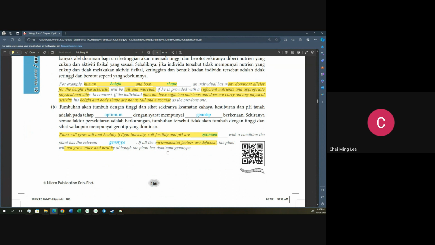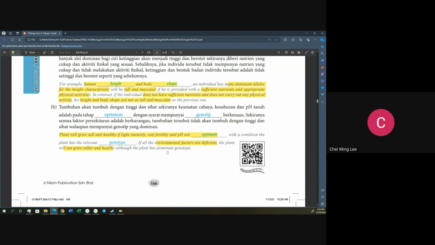So it means that this does not only depend on the genetics itself. For those continuous variations especially, they also depend on environmental factors like the nutrients, the water, something like that.